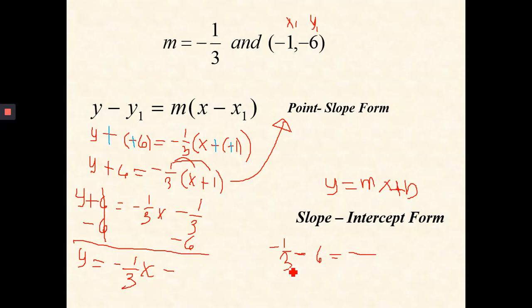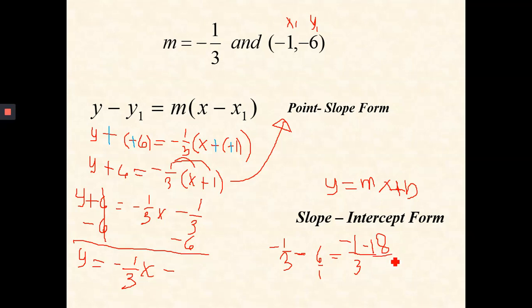We need to get the LCD, and the LCD is 3. So 3 divided by 3, that is 1, times 1, that is 1. The sign here is negative. And then 3 divided by, what is the denominator of 6? That is 1. 3 divided by 1, that is 3, times 6, that is negative 18.